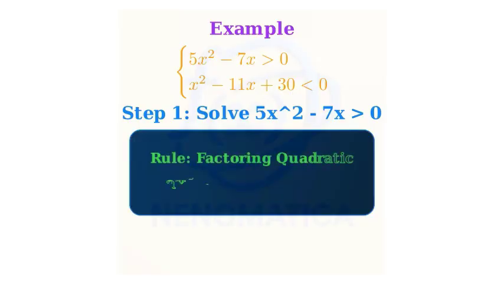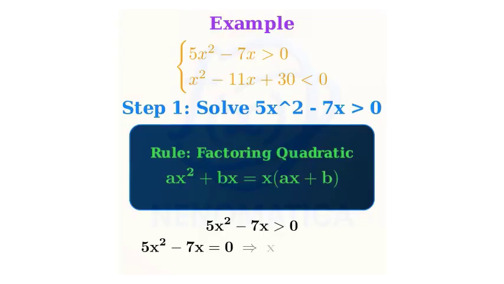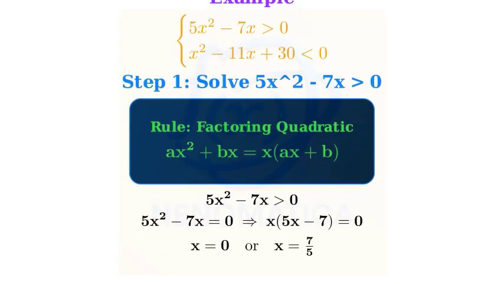Use factoring of a quadratic with a common x. 5x squared minus 7x equals x times open parenthesis 5x minus 7 close parenthesis. The zeros are x equals 0 and x equals 7 over 5.